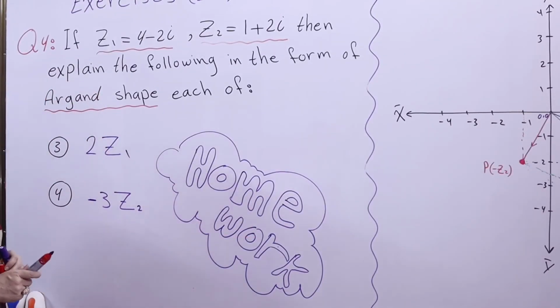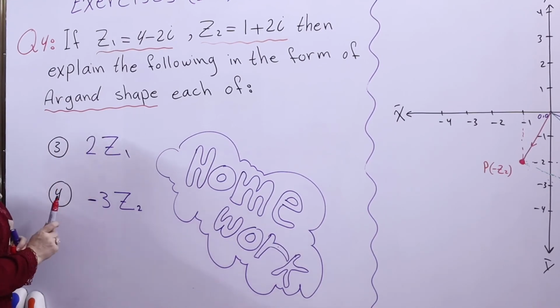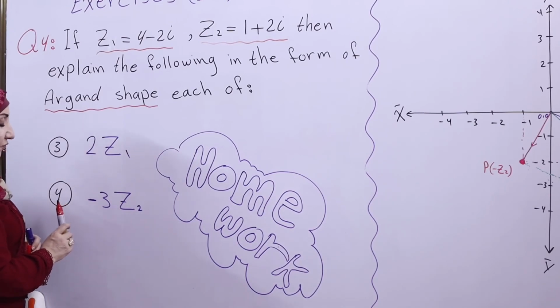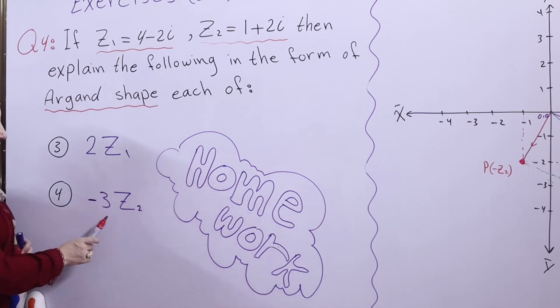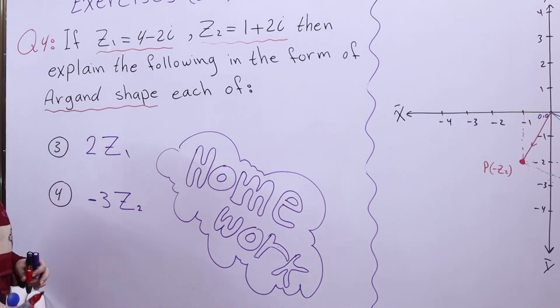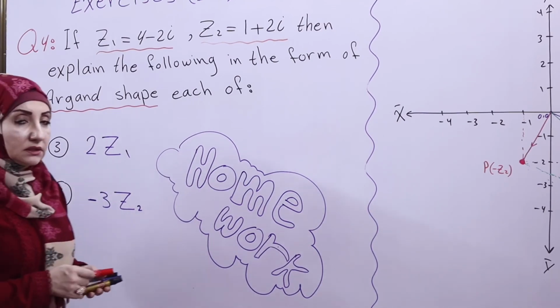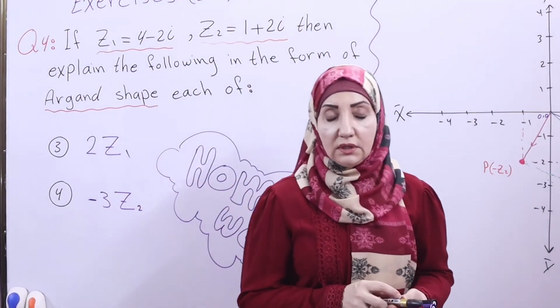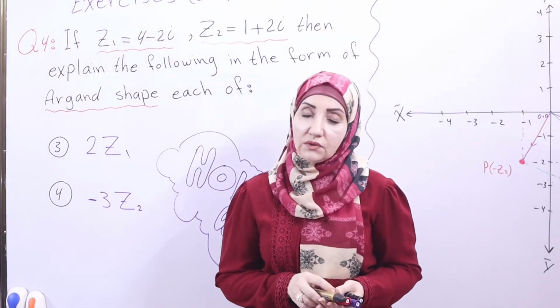And now you have section 3, 2Z1. We want to find the Argand shape for this number. And in section 4 we want to draw the Argand shape for the expression negative 3Z2. You have these two sections as homework. You will represent these two expressions. And here we finish our lecture for today. See you in another lecture.